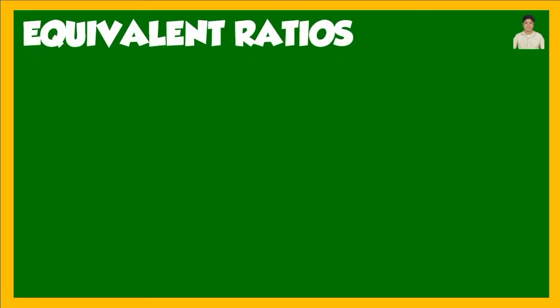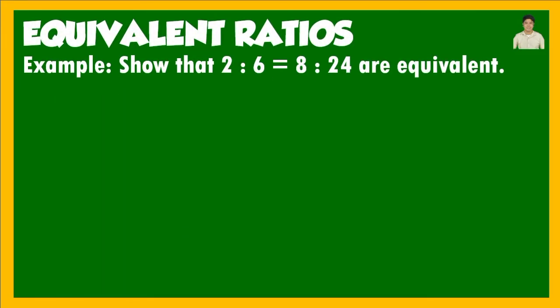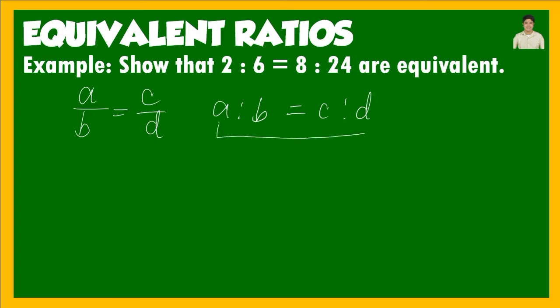So let's have the following examples. Show that 2 is to 6 equals 8 is to 24 are equivalent. So pakita natin na yung dalawang ratios na yan, pair of ratios, ay equivalent. So sabi kanina, A over B is equal to C over D. Or sulat natin, A is to B equals C is to D. Na dapat yung product ng extremes equal po dapat sa product ng means.